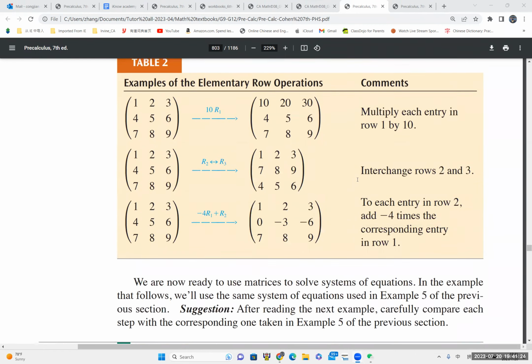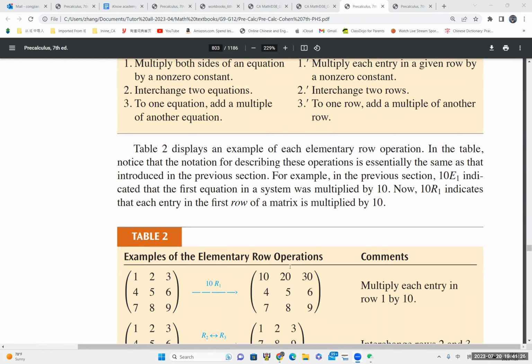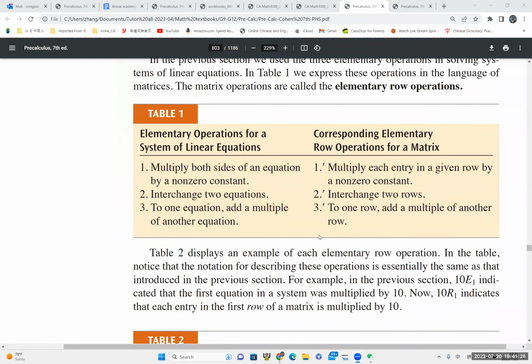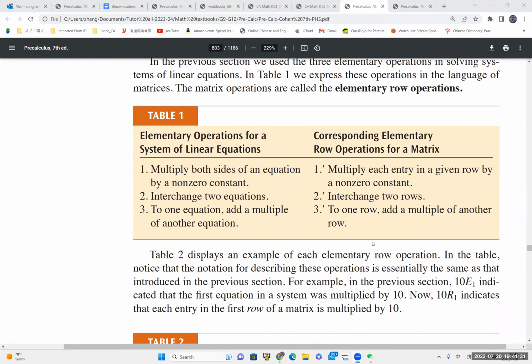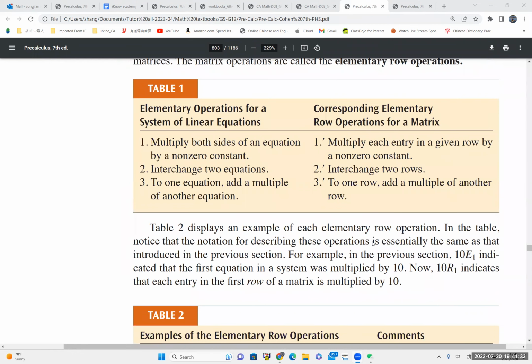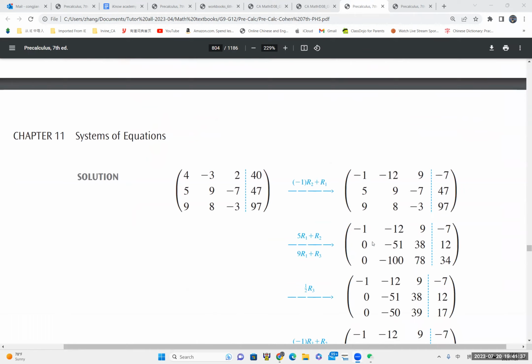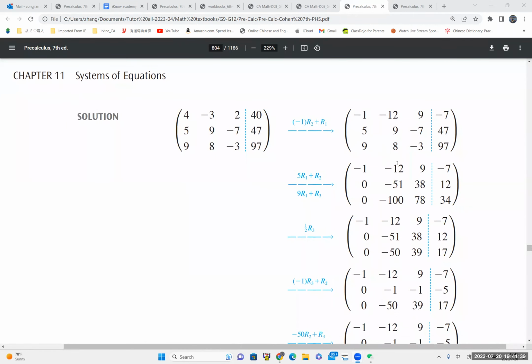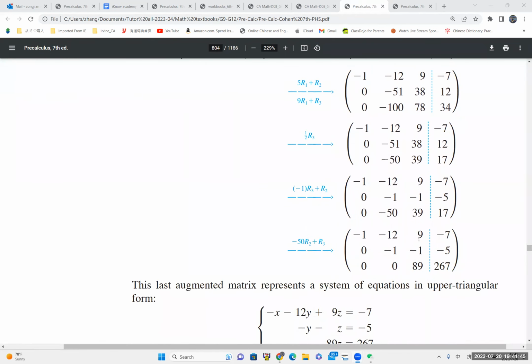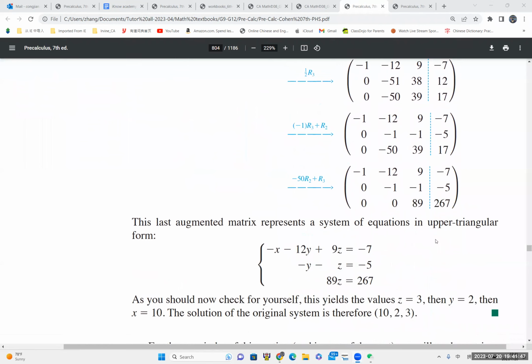Yeah, normally we call this row operation. Row operation mentioned here, which will not change the solution. This will help us to simplify the matrix, or we call it elimination, right?